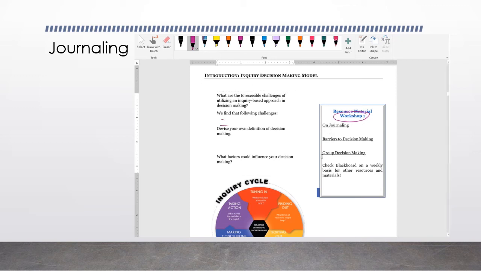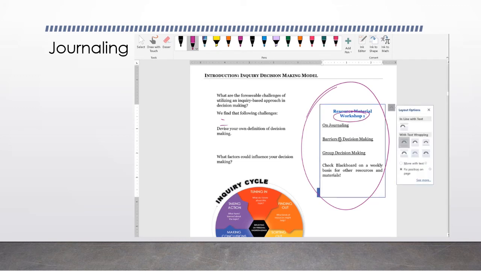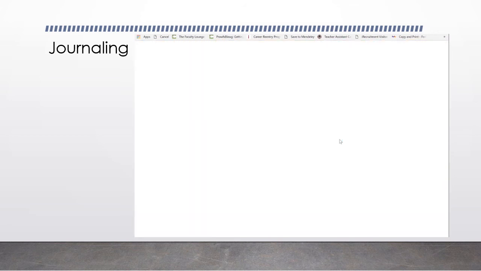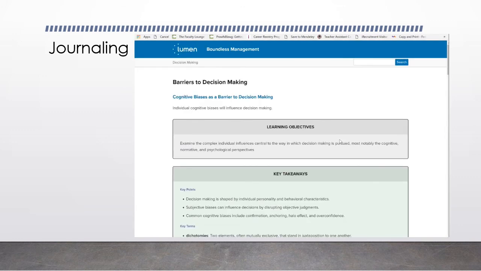Over in this box, the most important part of your journal information is there. This tells you where you can go to get additional resources. So you click there and it takes you out to important information on the internet. For example, this gives us information about barriers for decision making.